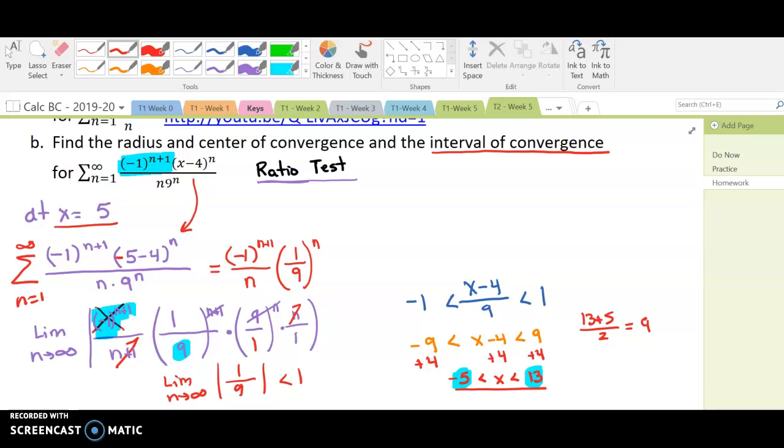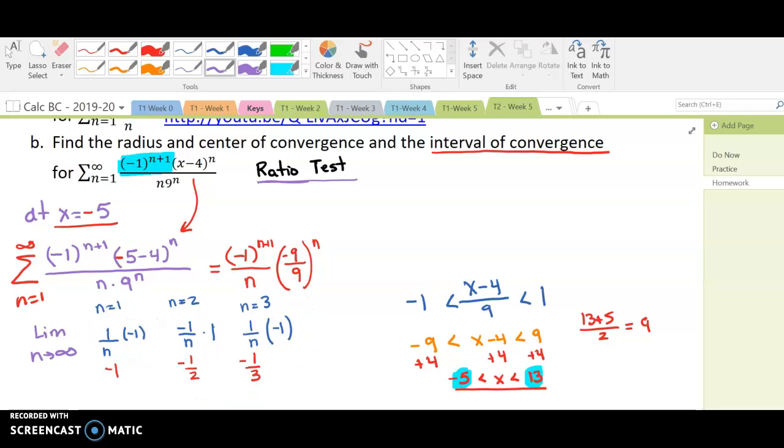Well, I see here that I've made an error. You may have seen it before. Negative 9 plus 4 is negative 5. So when I plug a negative 5 in, then here we have not 1 over 9, but negative 9 over 9, which is significantly different. So as I fix this, this is what our series looks like.